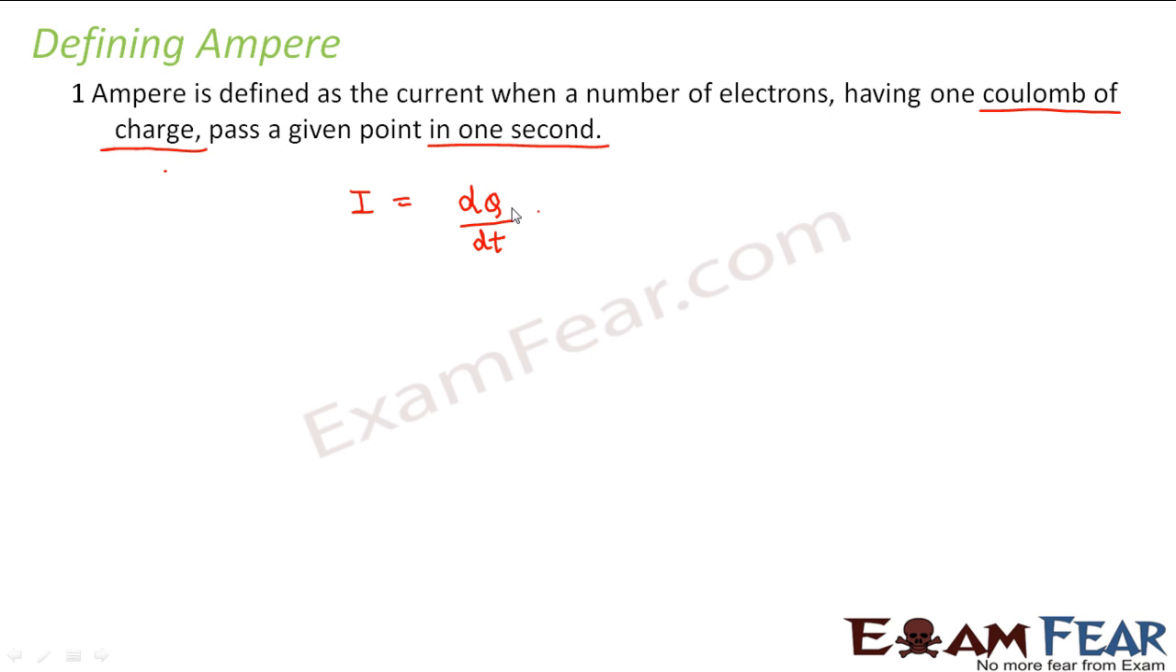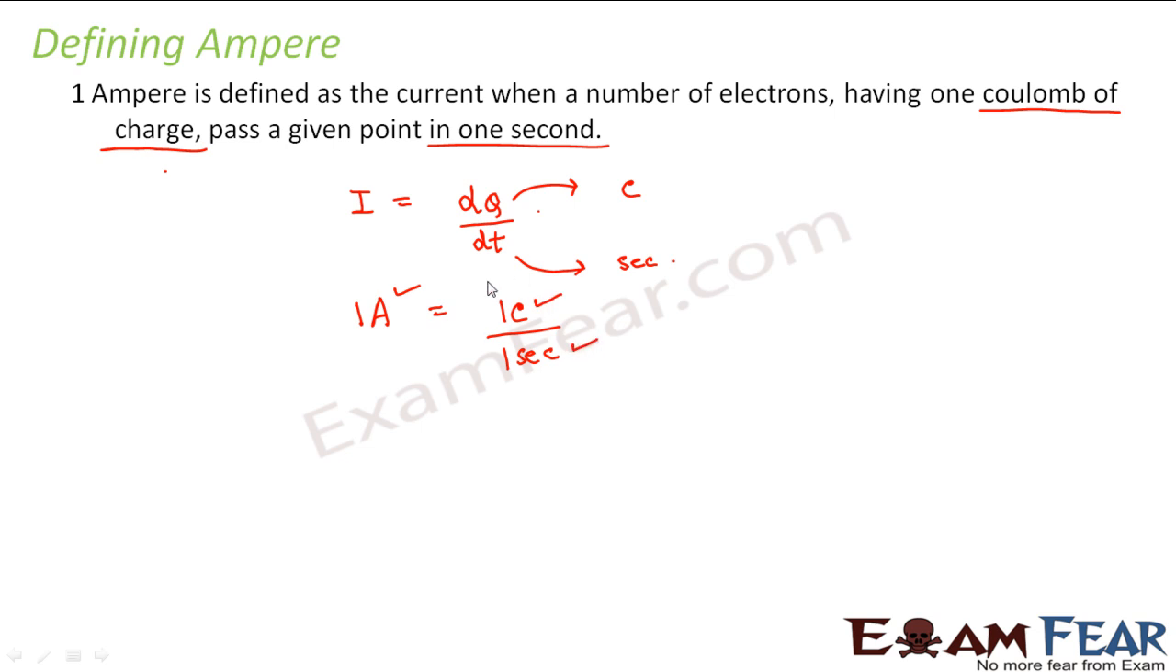Now we know the unit of charge is coulomb, and the unit of time is second. When I want to define 1 ampere, it will be nothing but 1 coulomb per second. That means 1 ampere would be the amount of current when 1 coulomb of charge passes a given point in 1 second. So it is very simple to define. 1 ampere is the amount of current when 1 coulomb of charge passes a point in 1 second.